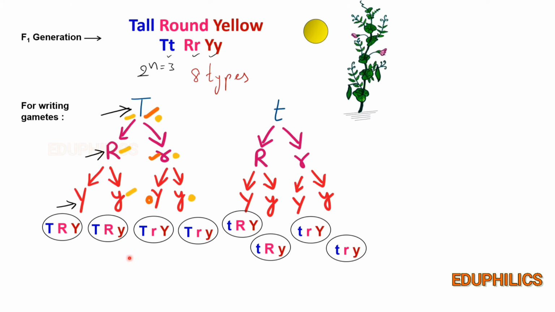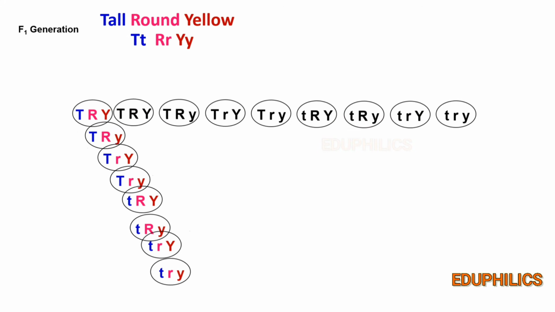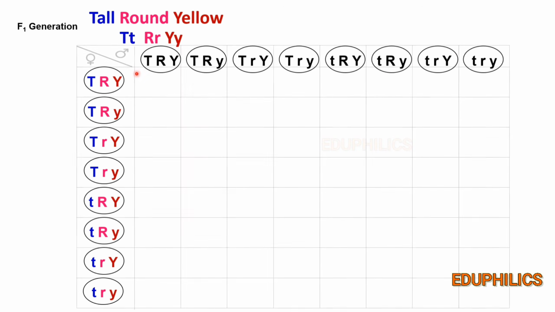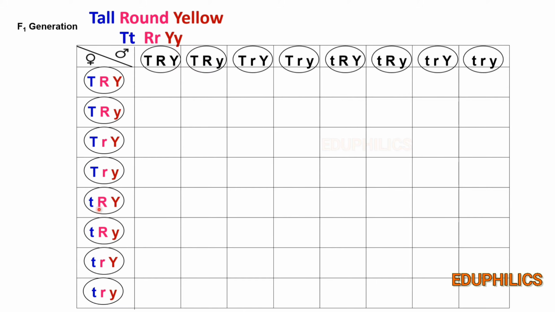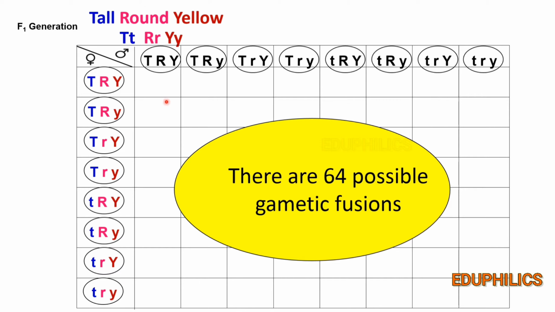Let's assume that all the gametes which we have written here are female gametes. In the same plant, male gametes are also formed with the same composition. Let's write them in Punnett square. These are male gametes and these are female gametes. So these gametes may fuse in 64 possible ways. Like fusion of these two gametes results in the formation of one type of plant, or these two gametes fuse to form another type of plant.